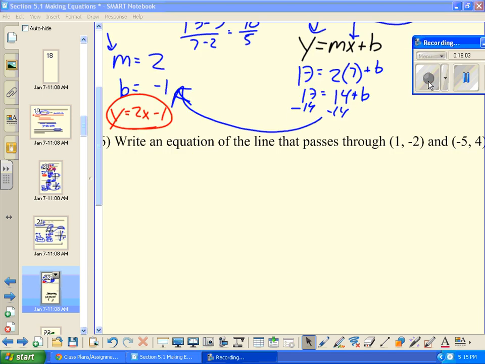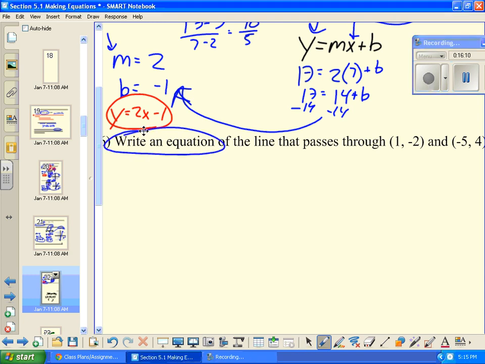I'll go through one more example, just to make sure we got the idea from that last one. Again, it says write an equation. So the first thing you need to think is, okay, I'm going to make some equation y equals mx plus b. So then what do I need to write that equation? Well, I need the slope and I need the y-intercept. Now you got to ask yourself, do I have either of those things in this problem? Okay, well, no, I don't.